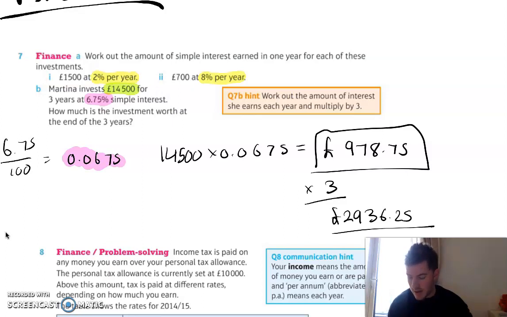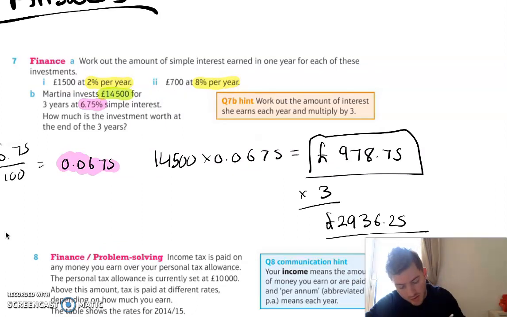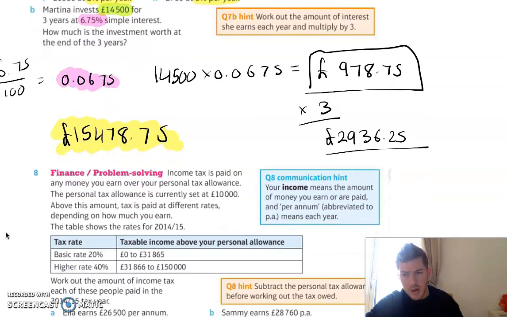So let's add it on now. Add it on, and you're going to get a total. How much is it worth after 3 years? 15,478.75. That is pretty good going in the current circumstances we live in. All right, the last one.